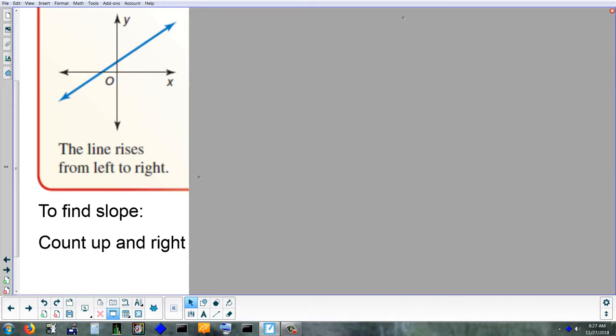Question: for it to be positive, does it always rise from the left to the right? It has to go left to right. Yes, it has to. Because these are negative numbers down here, and these are positive numbers up in this quadrant. It's going from the negative numbers up into the positive numbers. So yes, Yusuf, you're correct. It's always going to go up to the right. Always, always, always.